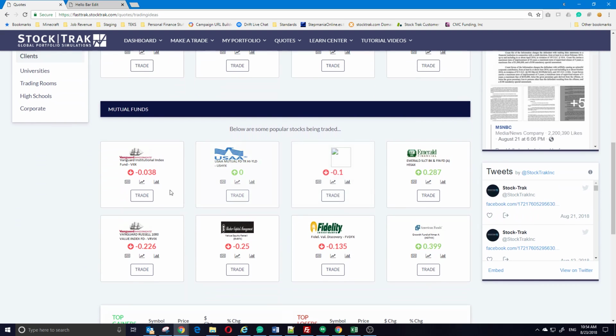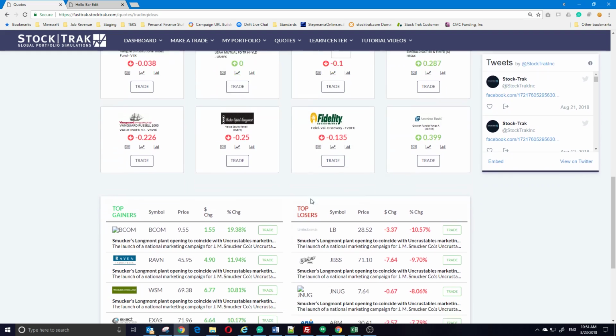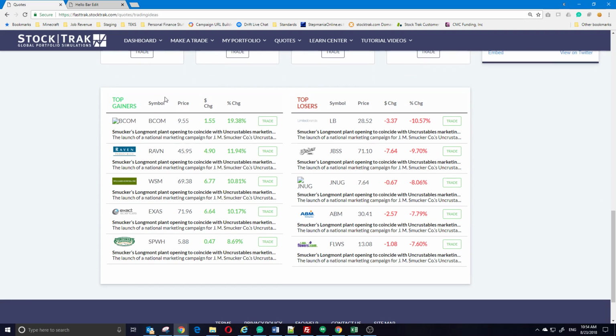And down here you can see some of the most popularly traded mutual funds. At the very bottom of the page you'll even see a list of the biggest gainers and losers. So these are going to show you which stocks are doing really well and which stocks are doing really poorly today.